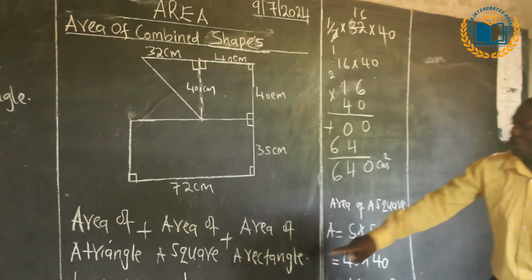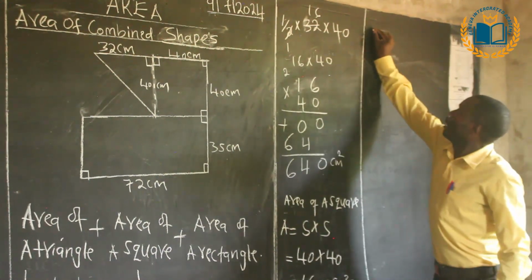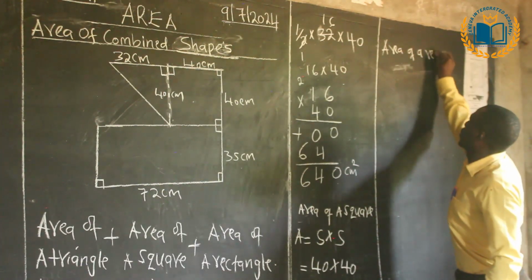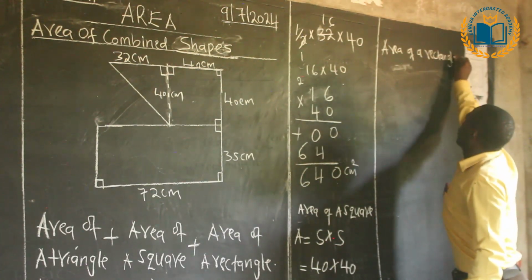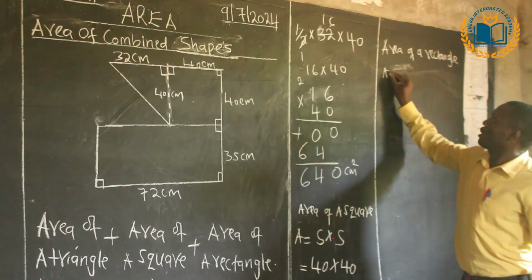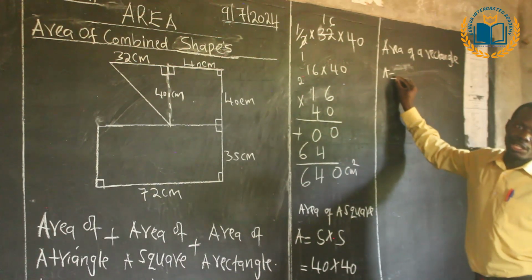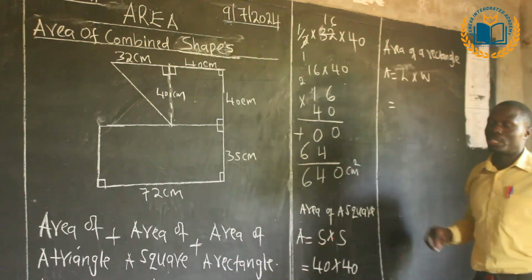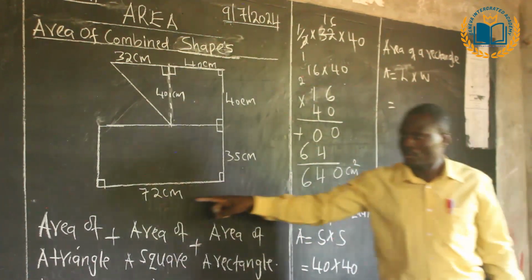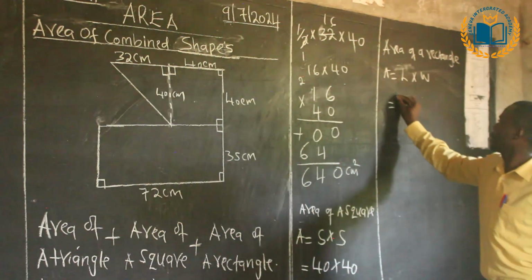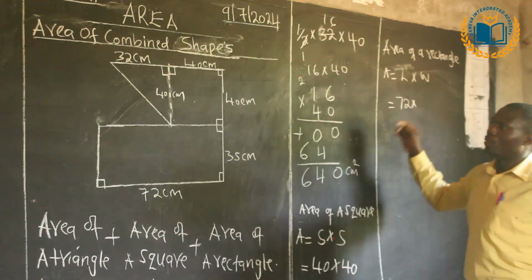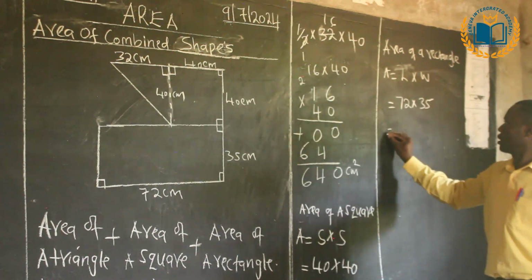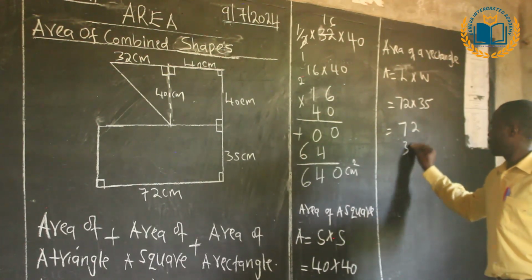Then lastly, we look at the area of a rectangle. Area of a rectangle is length times width. Good. Now what's the length? 72 centimeters, multiplied by the width. What's the width? 35 centimeters. So we take 72 times 35.